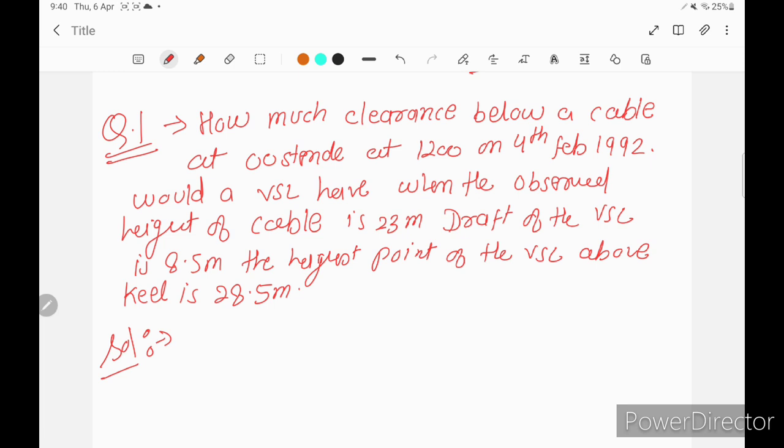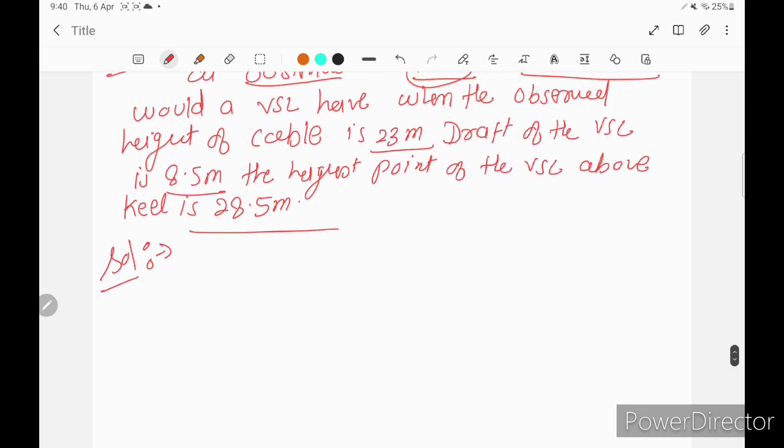So the question is: how much clearance below a cable at Ostend, this port name is Ostend, at 1200 hours, this is local time and this is the date, would a vessel have when the observed height of the cable is 23 meters and the draft of the vessel is 8.5 meters. The highest point of the vessel above the keel is 28.5. First I will explain, then I will solve. So this is our vessel, 28.5 meters from the keel to the highest point.